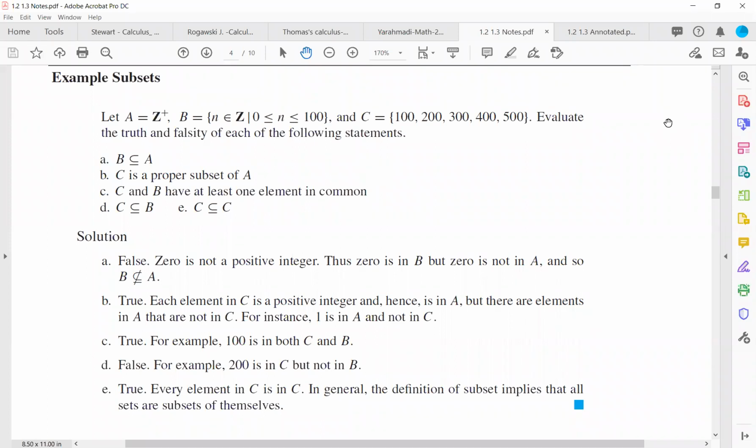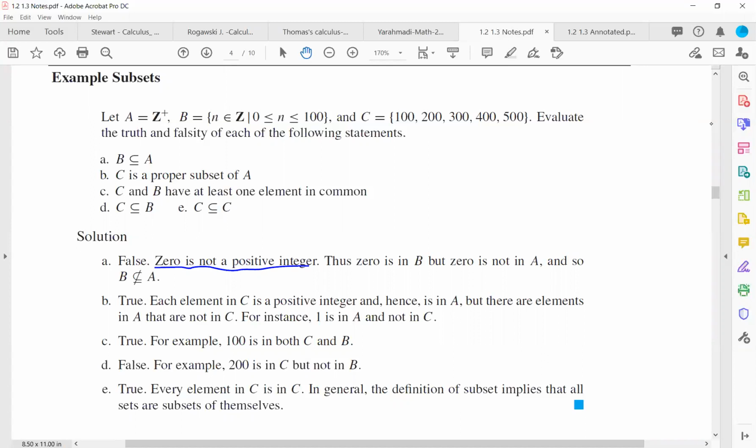Part A is false. Why is that? Because 0 is not a positive integer. So 0 is in B, but 0 is not in A. Very well. Take a look at B. B is the set of all elements in between 0 and 100, and 0 is included. But if you look at A, it's including all positive integers. So as you know, 0 is not a positive integer.